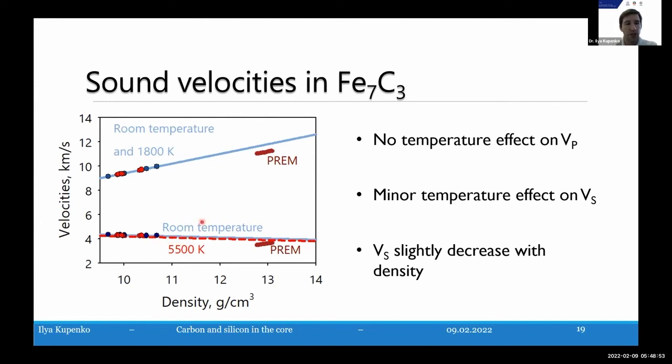The high temperature data is plotted slightly below, but even when extrapolated to 5500 Kelvin, the effect is relatively small. The interesting observation is that Vs slightly decreases or does not change with increasing density. That has been observed before in iron carbide, but the weak point here is the lack of a proper thermal equation of state for this compound. It was determined only to very minor pressures like 80 GPa and 1000 Kelvin. So the next step to properly characterize this compound is to measure its thermal equation of state.